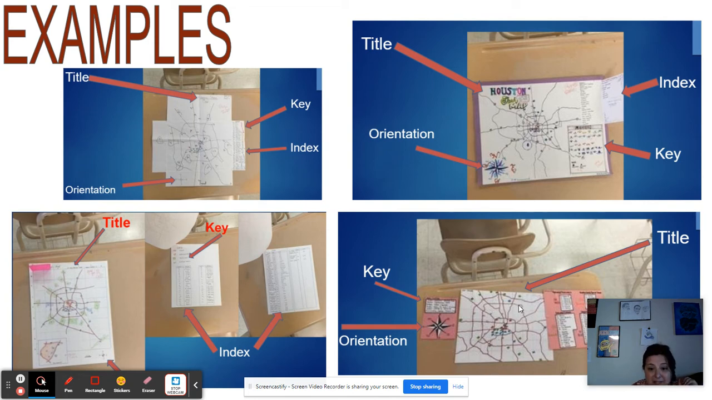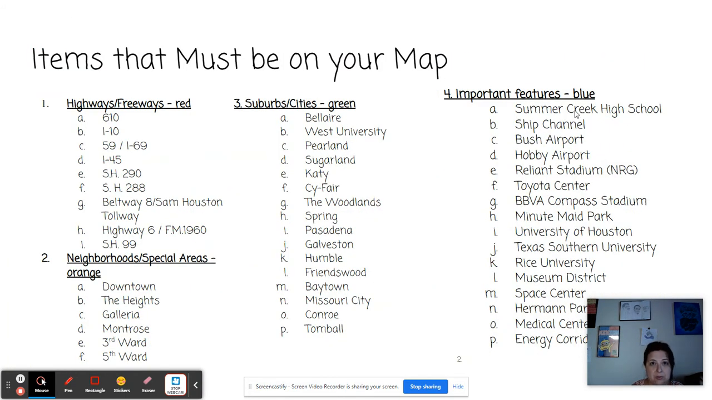And that's what this says right here. So I just need to find Beltway 8 and plop there. I'm going to put 4A because 4A means Summer Creek High School. Okay. This is the first thing that you need to worry about, and then you start adding the rest.